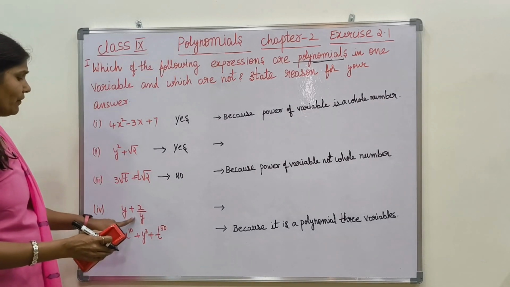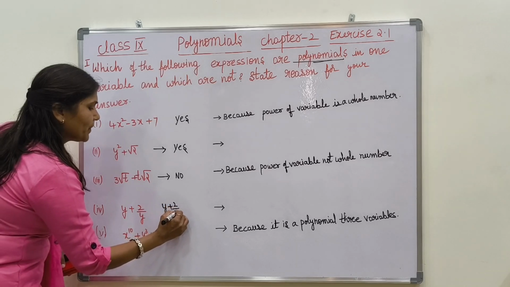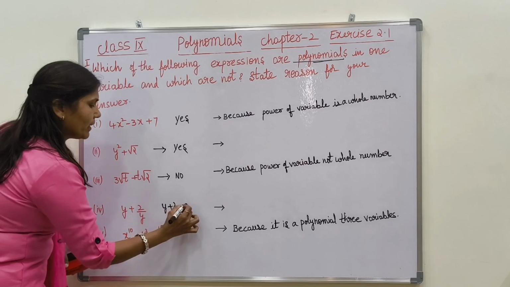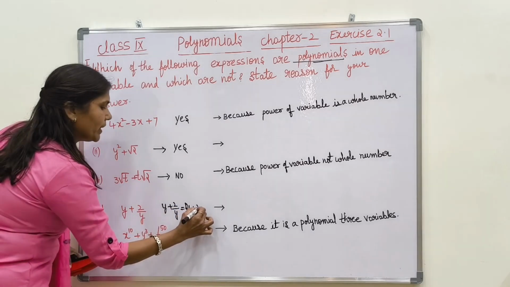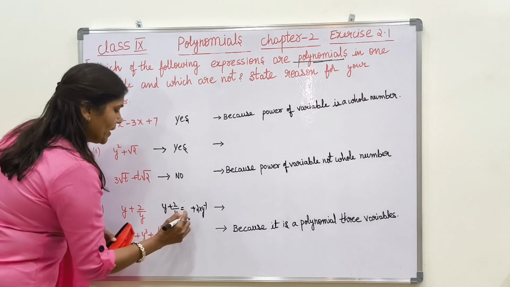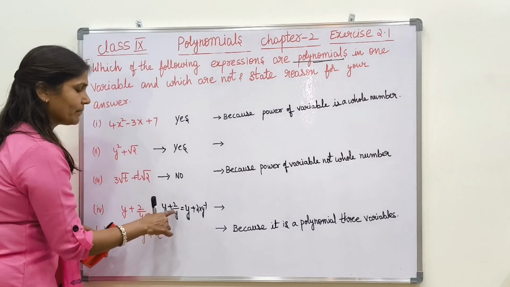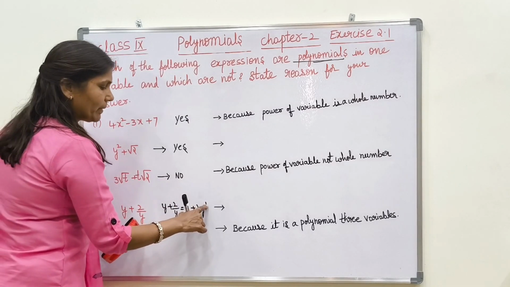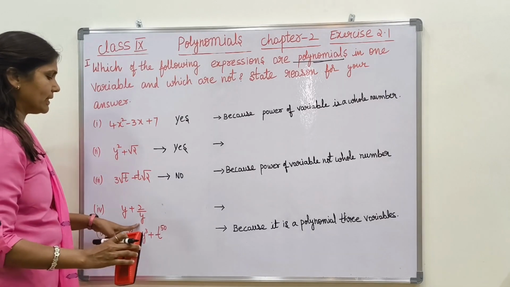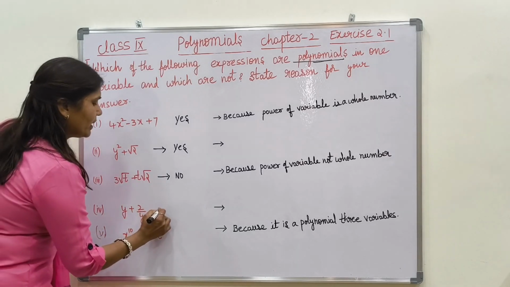Next, come here. y plus 2 by y. See here, y plus 2 by y. The y is in the denominator, so what happens? This is y plus 2 into y to the power of minus 1. This y is no problem. The y in the denominator becomes minus 1. So power minus 1 is there. Denominator y means its value is y to the power of minus 1. So negative power is there, so it is not a polynomial.